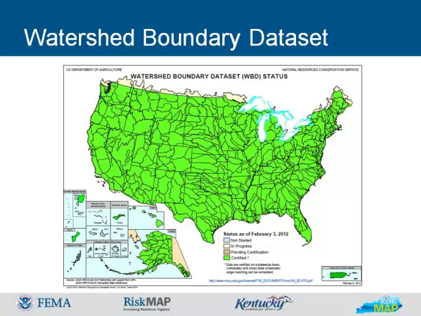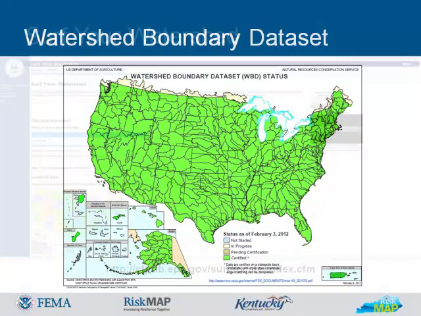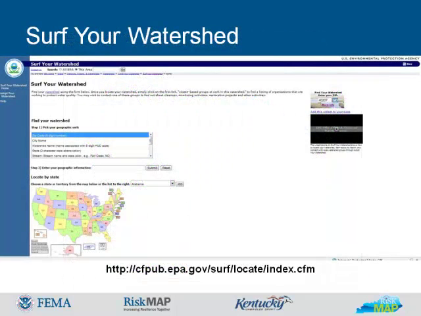The new 8-digit watershed boundary dataset and the new 12-digit watershed boundary dataset are available as geodatabases for download, along with the metadata. The WBD contains the most current, highest resolution, and most detailed delineation of the watershed boundaries. EPA has an online database available on the EPA website. The web address is located at the bottom of this slide.